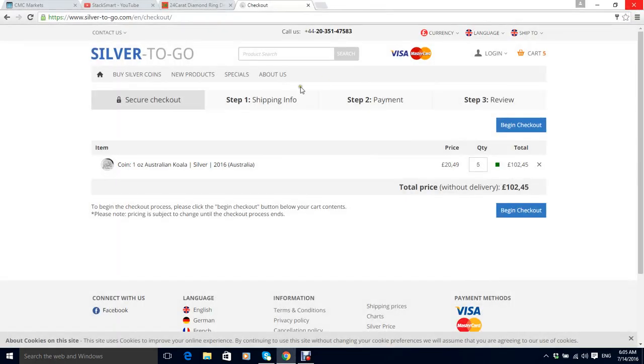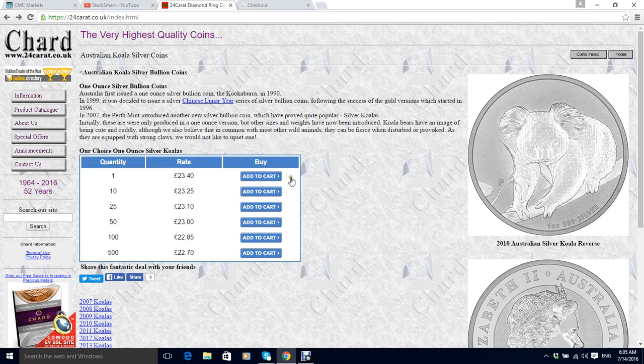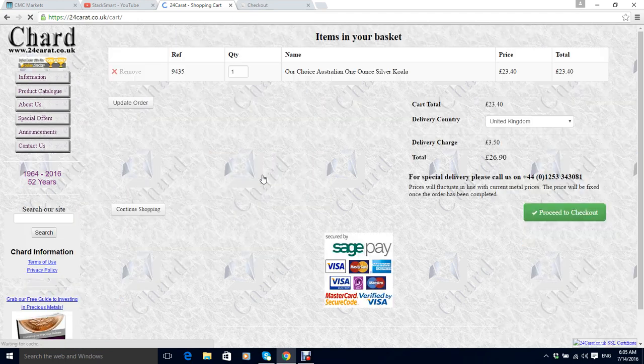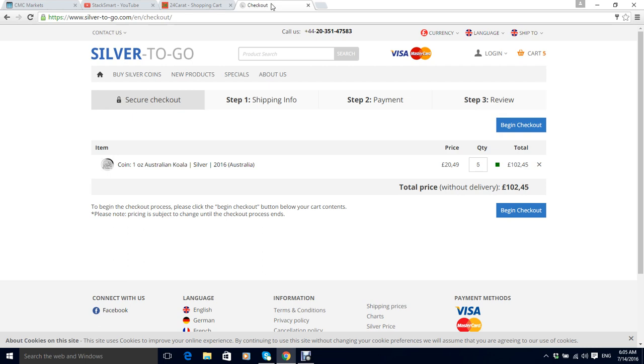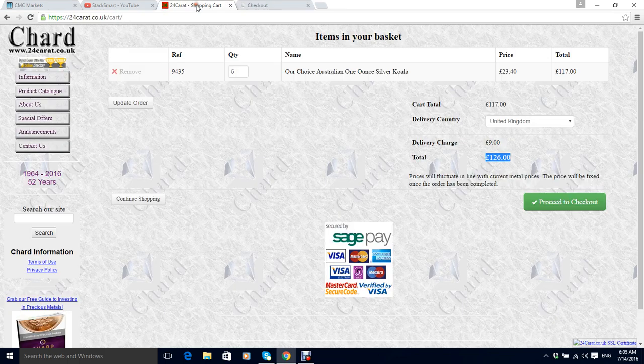Now I think that there is shipping charges obviously with 24 carat. Let's add this one to the cart. I'm not sure it'll allow me to do 5 on this. I think you have to ring them to do any more. Oh, there we go, it will let me. So £126 for 5 of these from 24 carat. So there's not a massive difference, but you are getting a 6-year-old coin that's going to escalate in value on the 2010 koalas. So that is my top tip of the day.